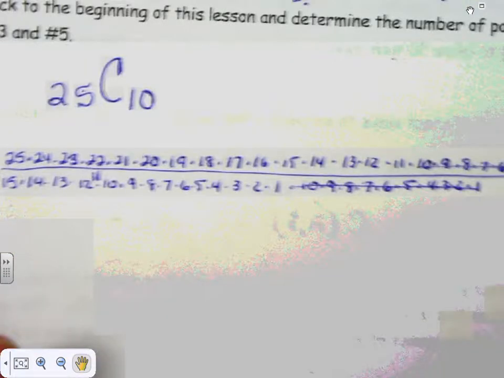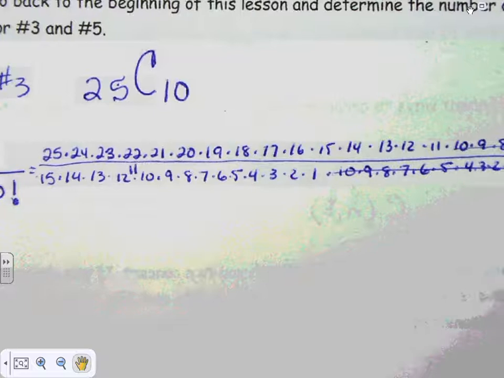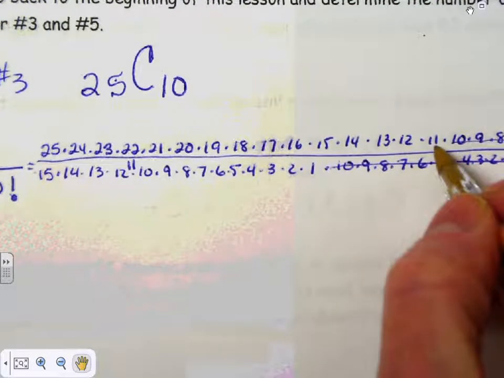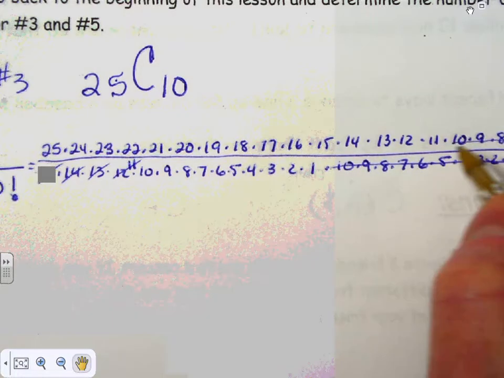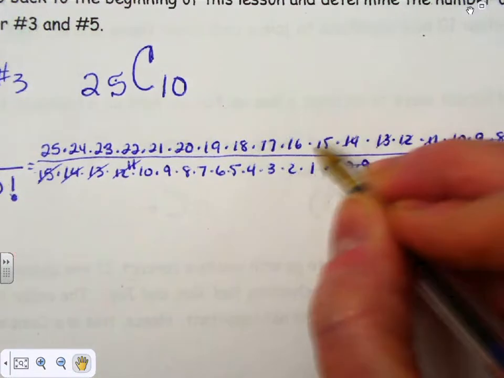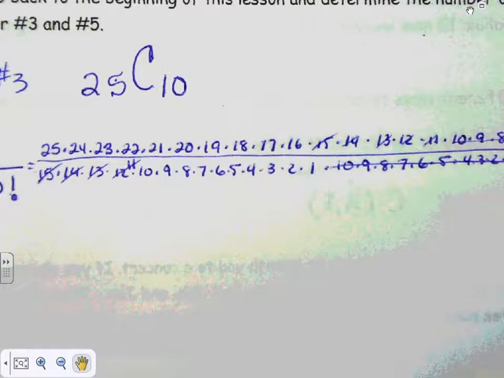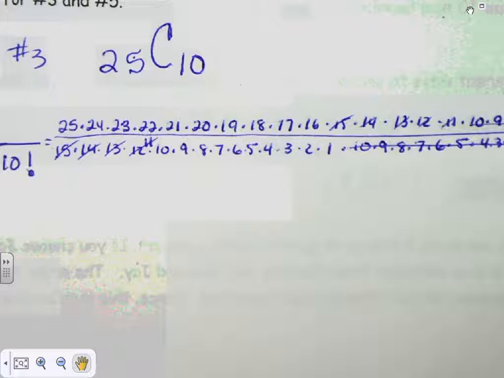But what else can I cancel out? Is there anything else I can cancel out? The 11 through 15. The 11, starting from 11 up to 15 here. So 1, 2, 3, 4, 5. 1, 2, 3, 4, 5. So the 11 through the 15 all got canceled out. But now you really have to do the multiplication.